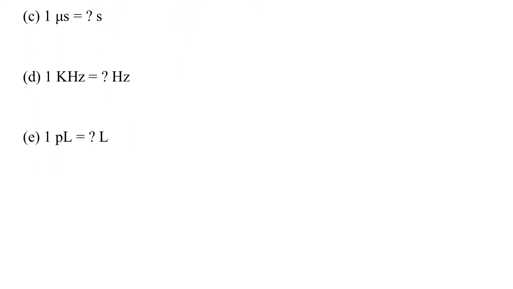For the first example, we have 1 microsecond, and we want to convert that into seconds. To do that, we need to recognize that this micro symbol stands for 10 to the negative 6. So if we have 1 microsecond and we replace the symbol micro with 10 to the negative 6, that would mean we have 1 times 10 to the negative 6 seconds, or we could just write 10 to the negative 6 seconds. If you got that one right, great job.